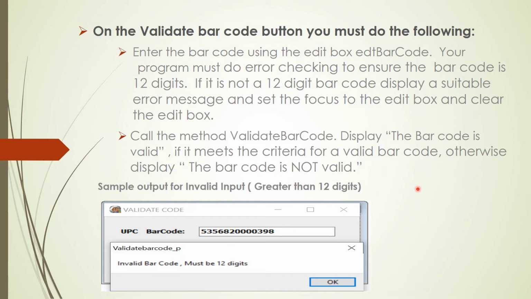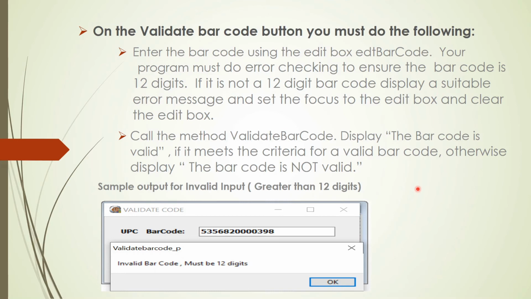So you're going to be doing some validation, and your validation will be, you're going to check that the user entered a barcode that consists of 12 digits. You're going to verify that the T-edit is not empty. And then also remember that you're going to display a suitable error message if it is not a 12-digit number. Remember to set your focus back to the T-edit and to clear the edit box.